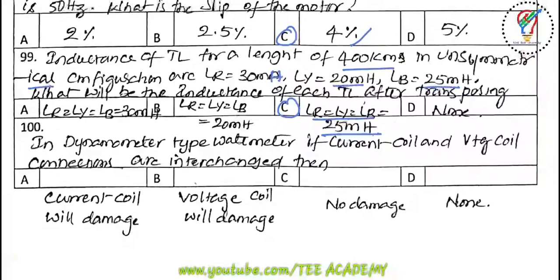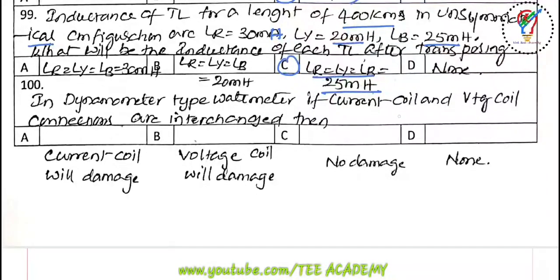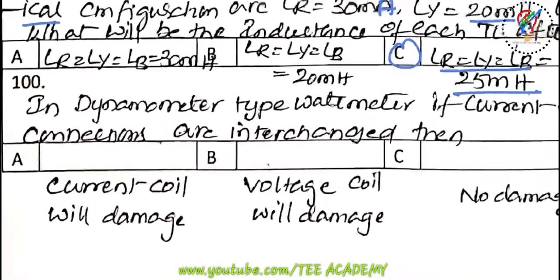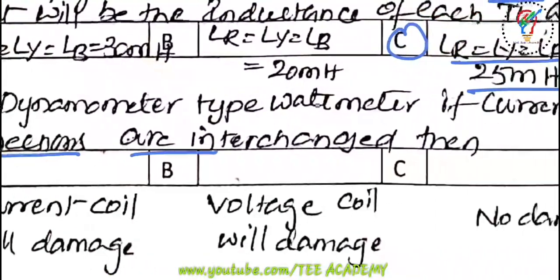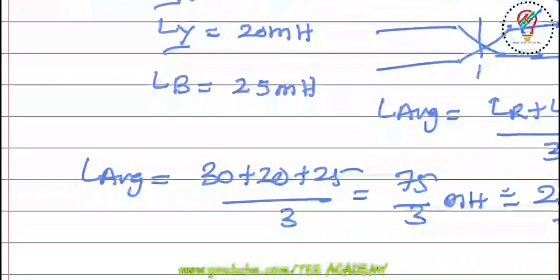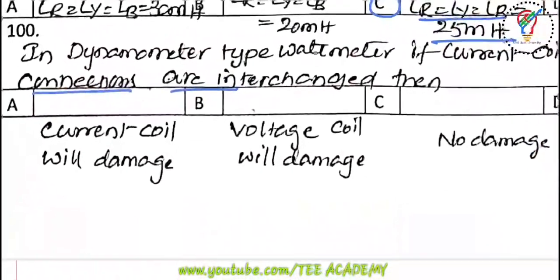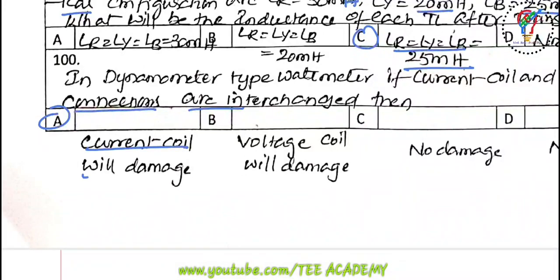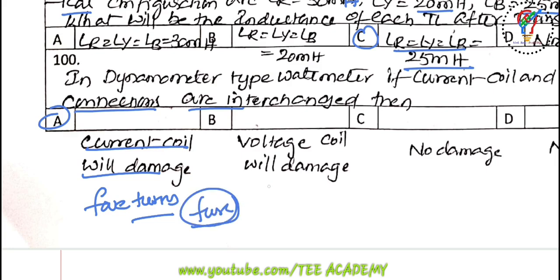And the last question for this session: in a dynamometer type wattmeter, the current coil and voltage coil connections are interchanged. If you interchange the current coil and voltage coil connections, the current coil will automatically be burned. Why? Because the current coil has few turns, so it acts as a fuse. When you interchange the connections, the pressure coil will have more potential difference, which will cause the current to flow. The current causes I square R losses, and it will burn or fuse. So the answer for this one is that the current coil is going to be damaged.